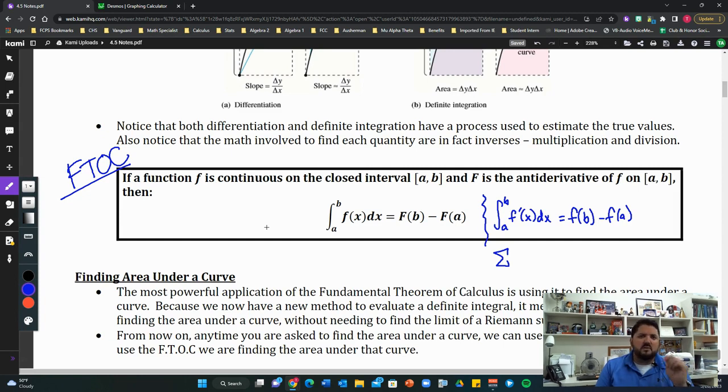But if we go back to the sigmas just for a moment, this is really saying the sum of all the change that the function f of x goes through over the interval from a to b is really just equal to the value of f at the end of the interval minus the value of f at the beginning of the interval.